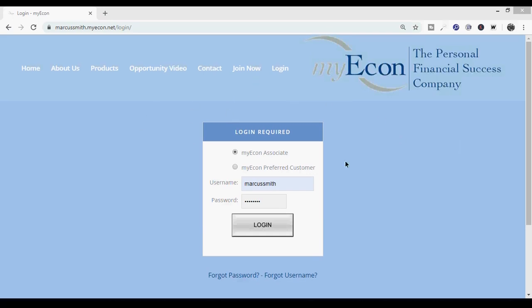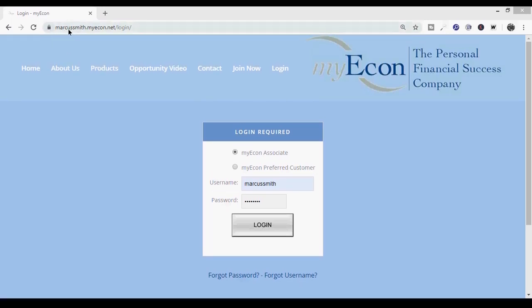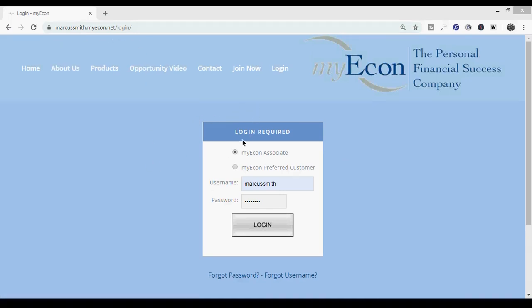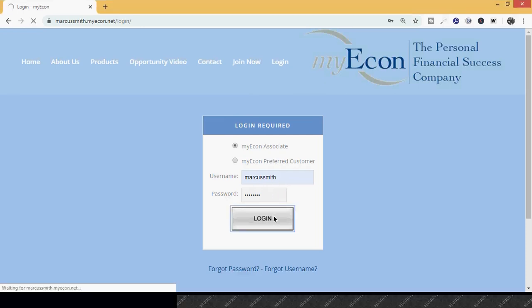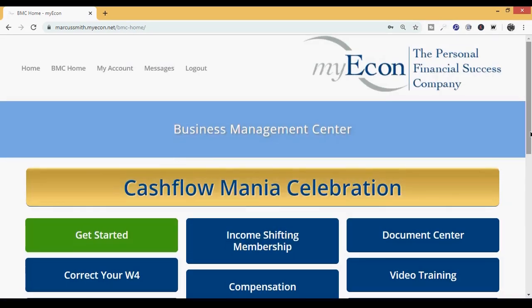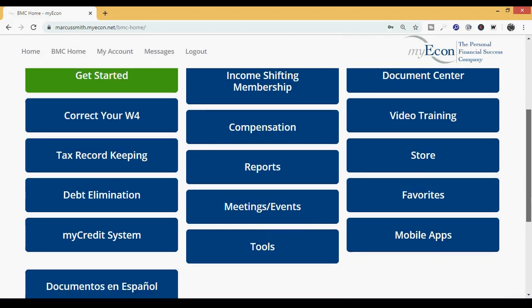All about you hitting your goals in a strategic manner, step by step by step. So what I'm doing now is going to log in and show you exactly where to access the PCP inside your own back office. So what you'll do is go to your website. Mine is marcussmith.myecon.net. Whatever you created as your username, you put it in the top. You go ahead and hit log in, type in your login information, click, and then you'll be logged in automatically. And the moment you're logged in, it'll take you to the Business Management Center. This is the hub, the first spot you'll see after you log in.